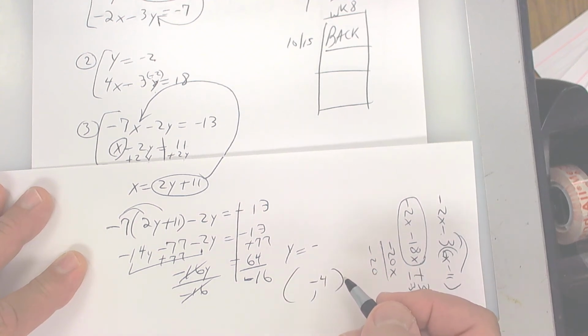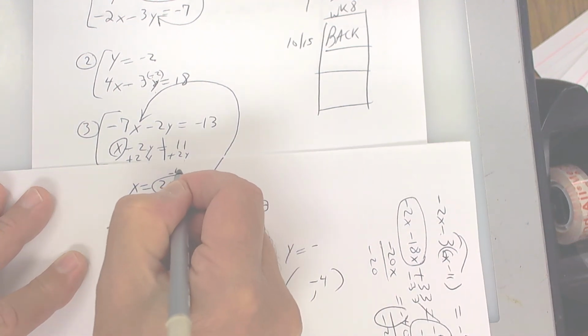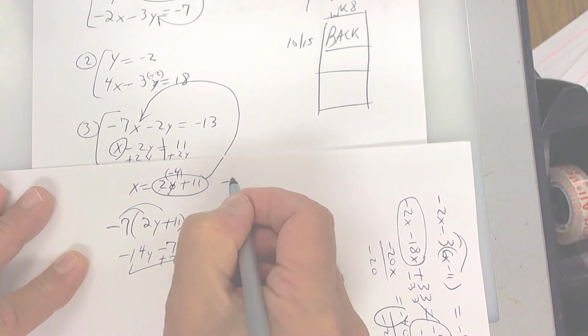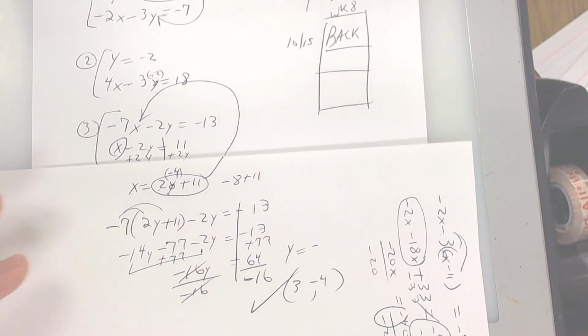And let's find x. So here's x. There's a circle. So scratch this out, put negative 4 here. That becomes a negative 8. Plus 11, that gives you 3. And that's how you do today's work.